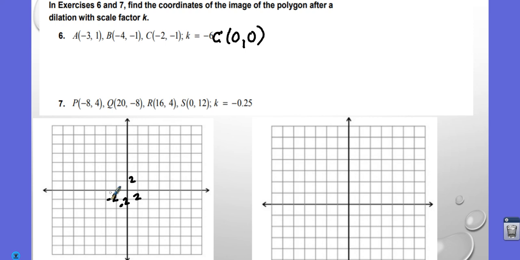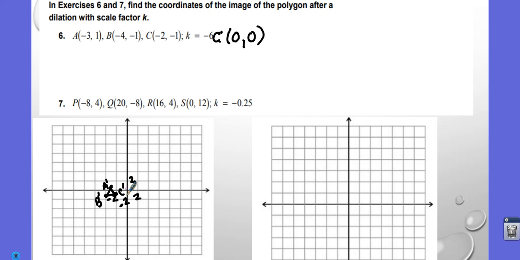So here this is -3 and 1. That's my A prime. And then over here this is -4 and -1. That's here. That's my B prime. And then C will be at -2 and -1. And that's my C prime. So my picture is a little small, but there it goes.